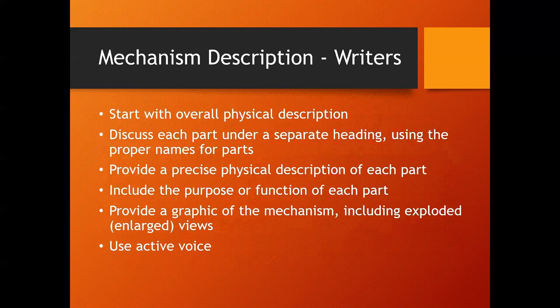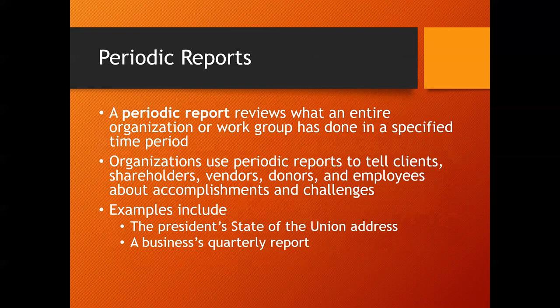You are going to use what we call spatial order, which is explaining things from left to right or top to bottom, whichever is the more logical pattern. Writers of mechanism descriptions start with an overall description, and each part is going to have its own separate heading. You do want to use the proper names for each of the parts so that the reader can find what they are looking for. You are going to provide a precise physical description of each part, include the purpose or function of each part, and if possible, a graphic, including diagrams and or exploded or enlarged views of smaller parts of the mechanism. And within the section, you're going to use the active voice.